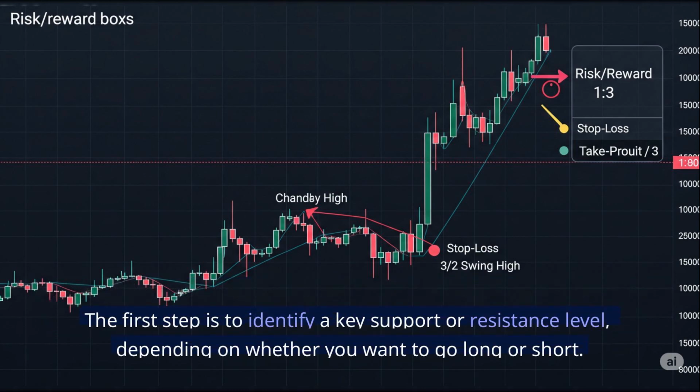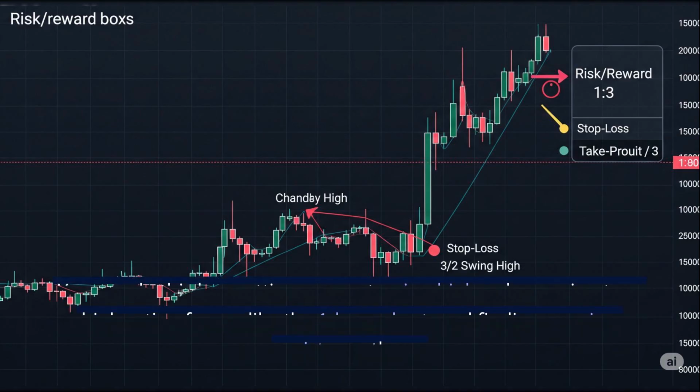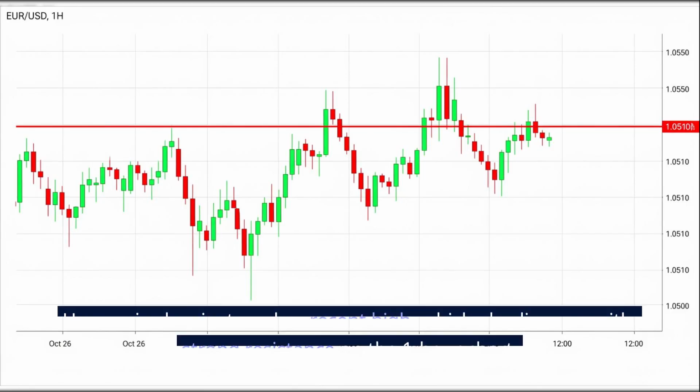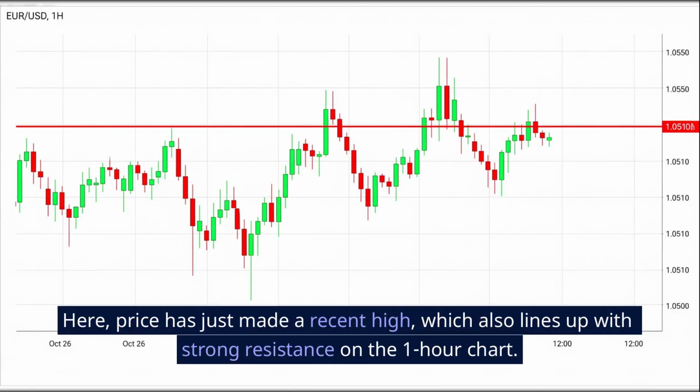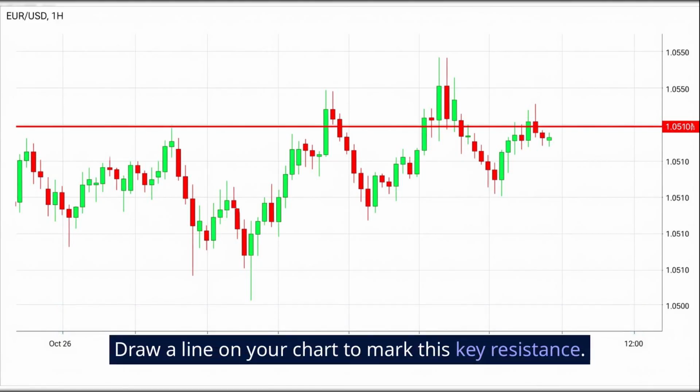The first step is to identify a key support or resistance level, depending on whether you want to go long or short. For this example, we're looking for a short, so we need a strong resistance. You can do this by spotting a recent swing high or by moving to a higher time frame, like the 1-hour chart, and finding a major resistance there. Here, price has just made a recent high, which also lines up with strong resistance on the 1-hour chart. Draw a line on your chart to mark this key resistance.